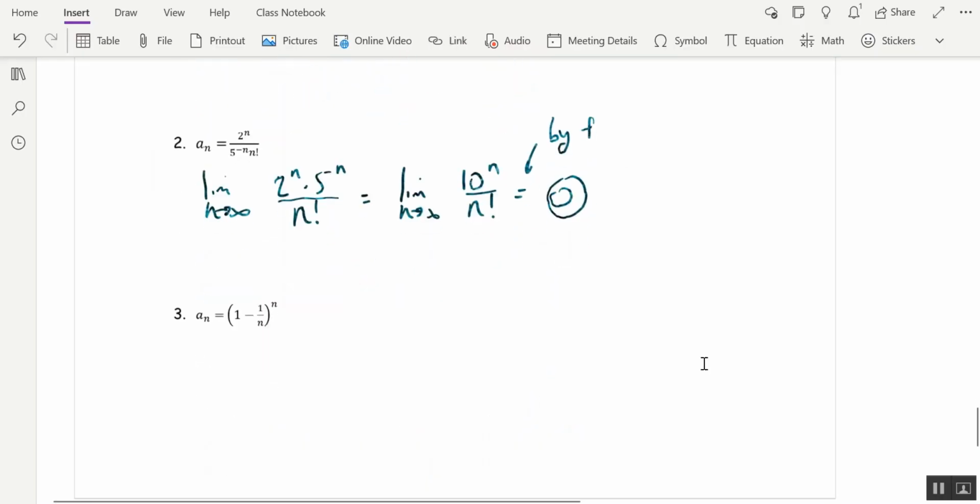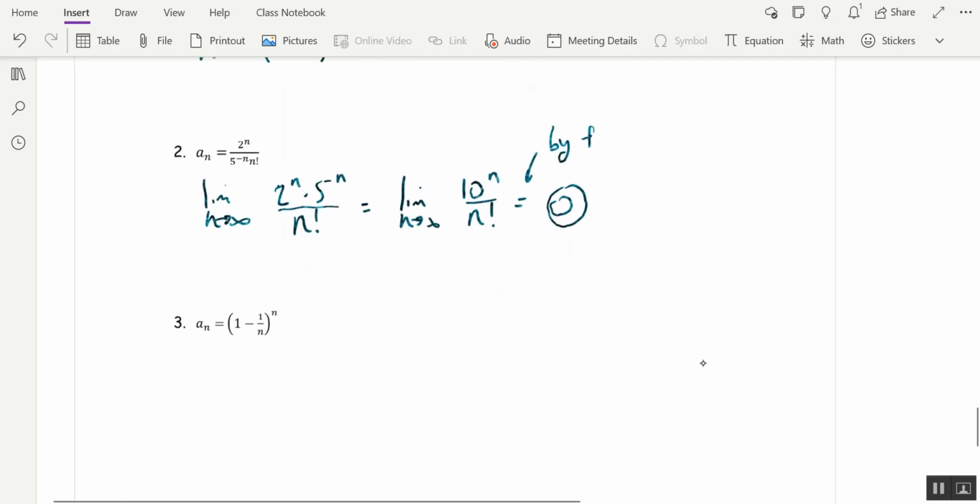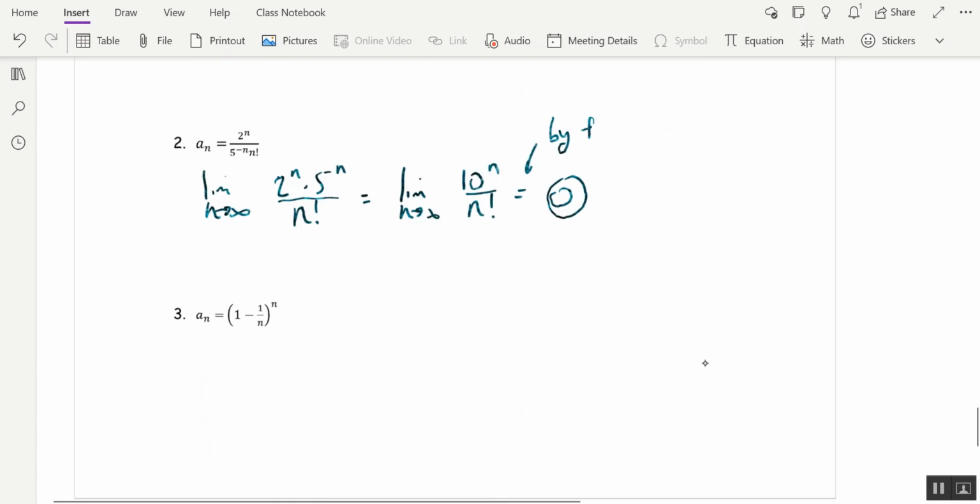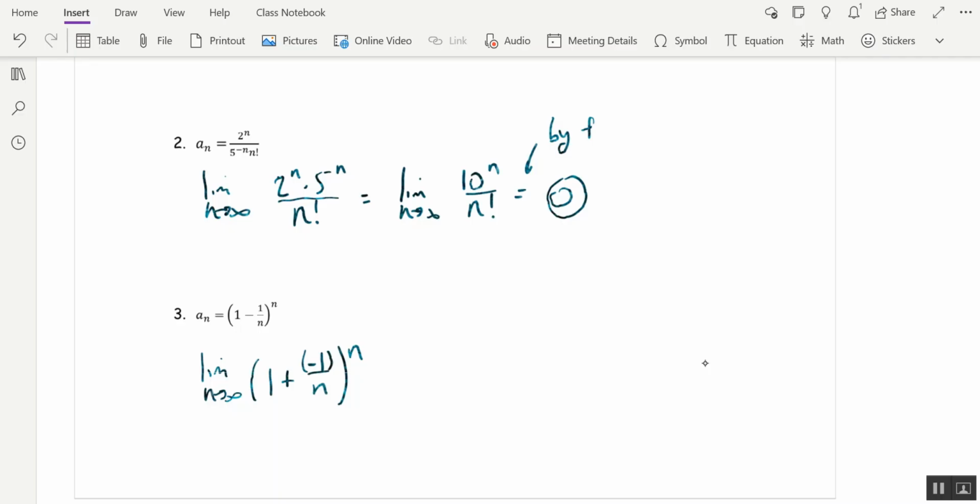All right, one more. Here, I'm just going to jump back to my table. I want to use e. Okay, this doesn't look quite right because this needs to be a plus, not a minus. No worries. Limit n goes to infinity. We'll rewrite that as 1 plus negative 1 over n to the n. Part E says that works for any a, so a can certainly be negative. So this is e to the negative 1. That's by e. Okay, and that's the end of this section.